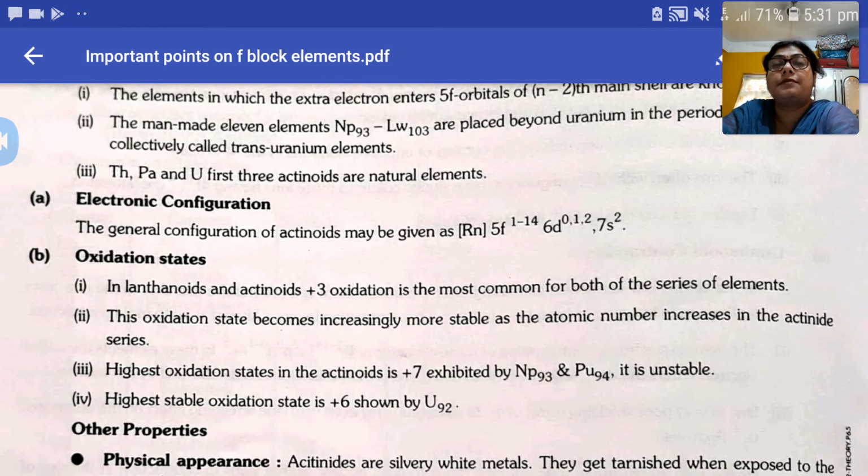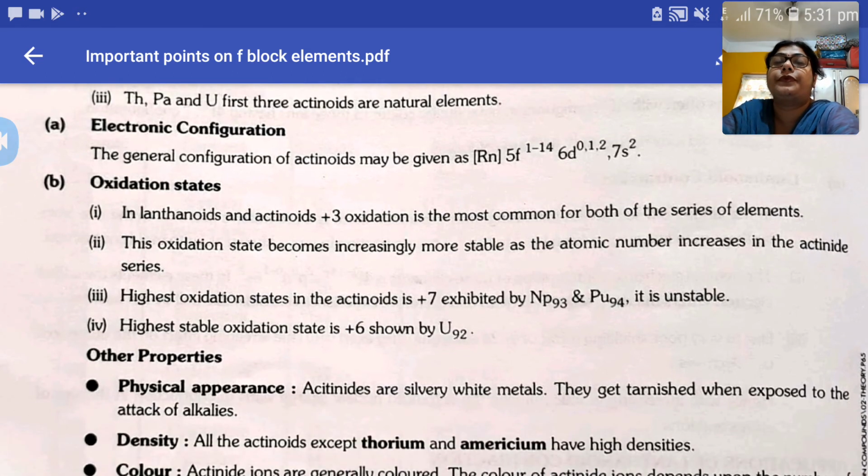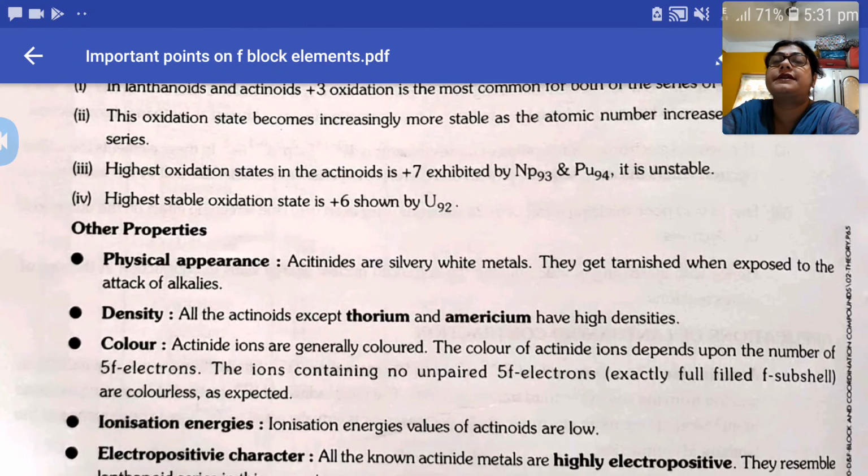So the maximum oxidation state exhibited by the lanthanoids was +4, but in the case of actinoids we see that it is +7, exhibited by Np and Pu, which is highly unstable. Then the highest stable oxidation state is +6, which is shown by uranium, atomic number 92. Then let us see other properties.